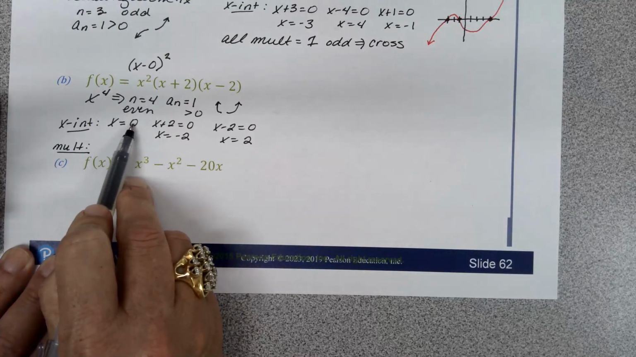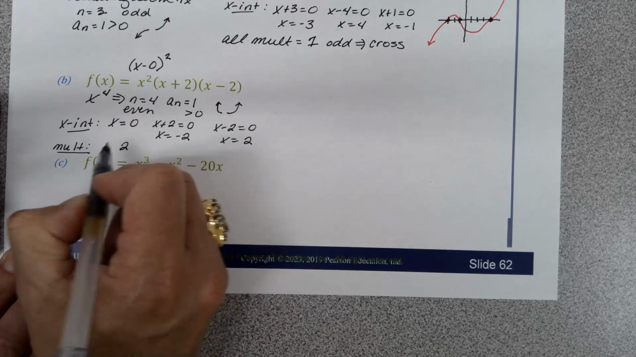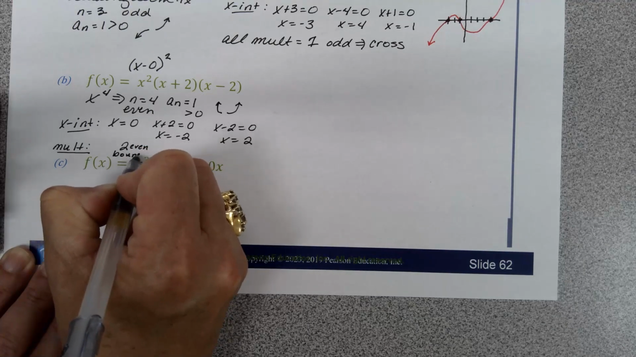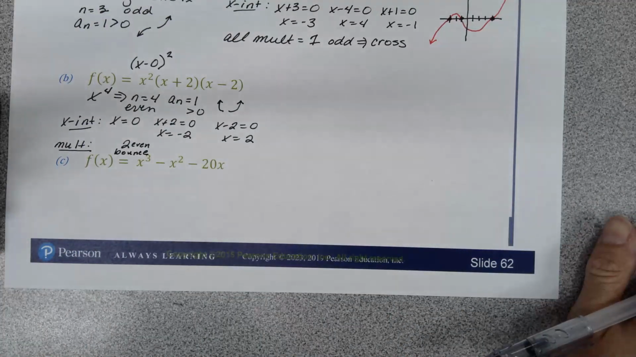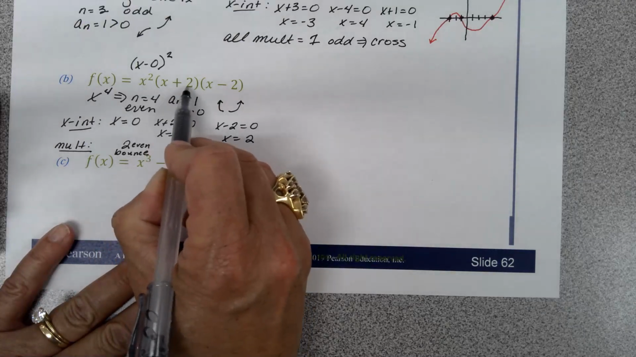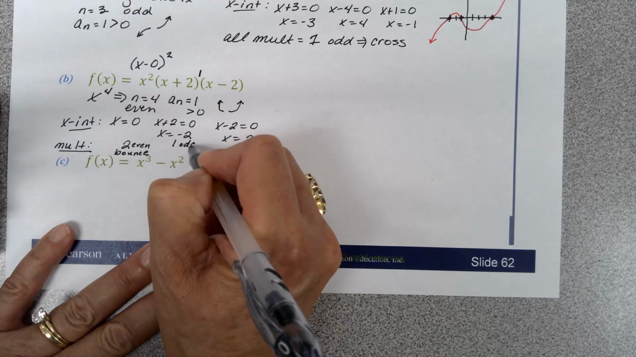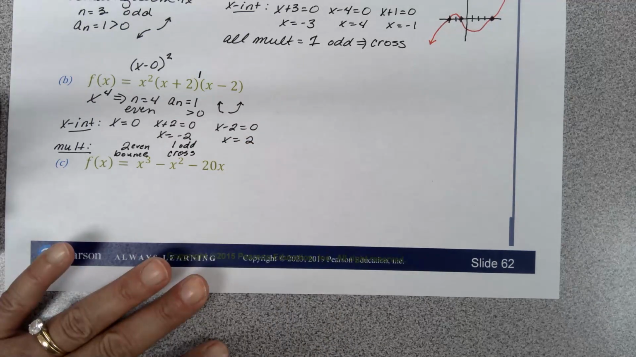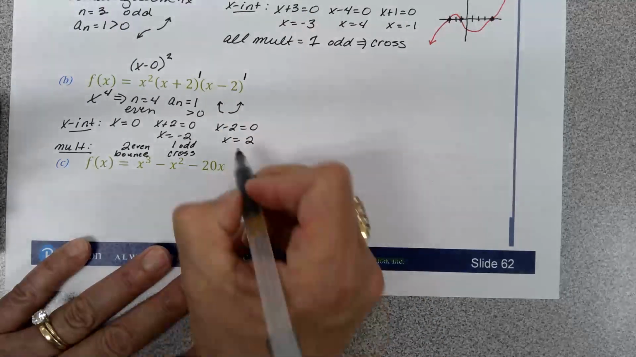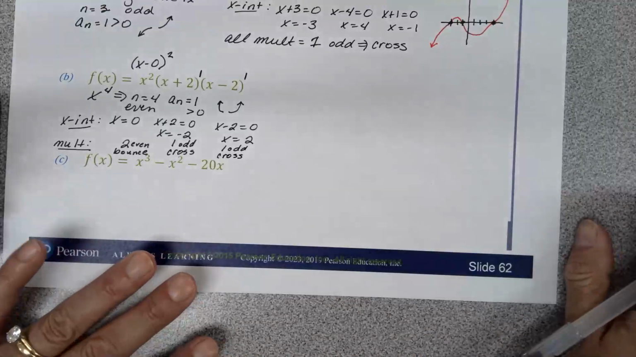For x equals 0, what is its multiplicity? It's the 2, it's the squared. Since that's even, we're going to have a bounce at x equals 0. X equals negative 2 comes from this factor of x plus 2. Its multiplicity is a 1, which is odd, so it will cross. Same thing for x equals positive 2. It comes from x minus 2. The multiplicity is 1, which is odd, so it will also cross.